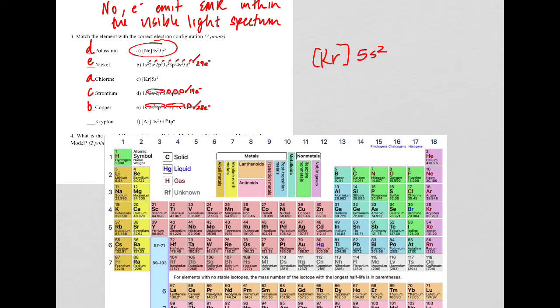And finally, we have krypton itself. The electron configuration, the shorthand for krypton. Krypton is right here. We have to go all the way backwards to number 18 to get our last noble gas. That's argon. Then we have all of these in the middle. We have 4s2, then we have 3d10. Then we have 4p6. And conveniently enough, that is letter F there. So there are the answers for number 3.